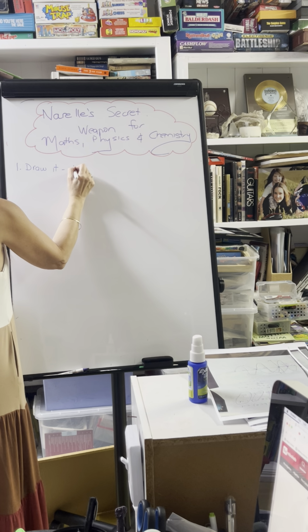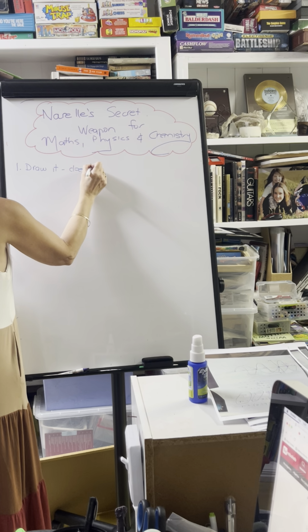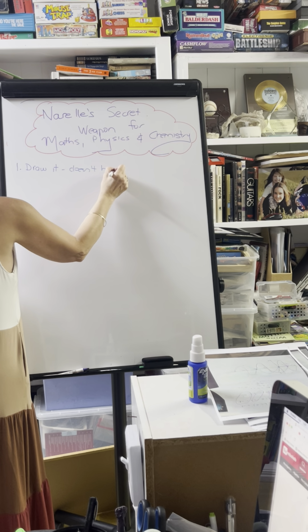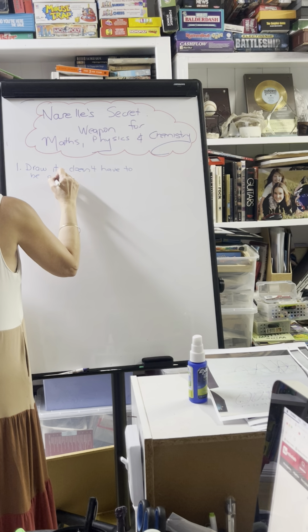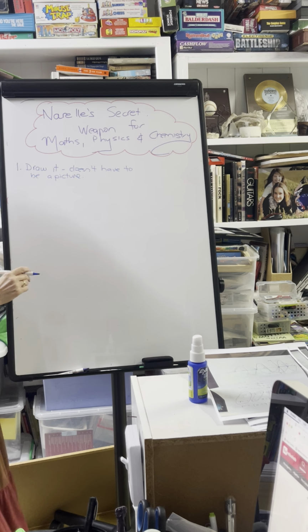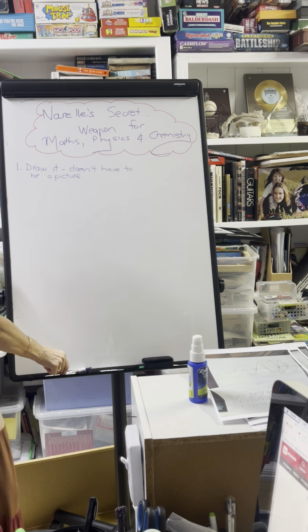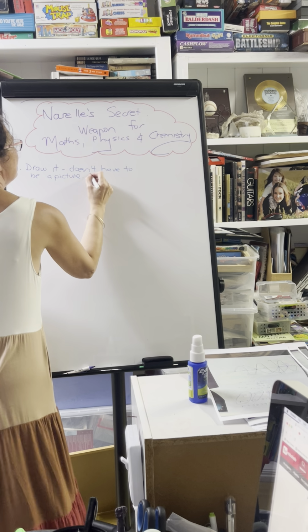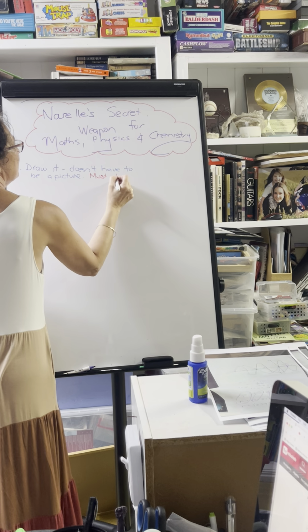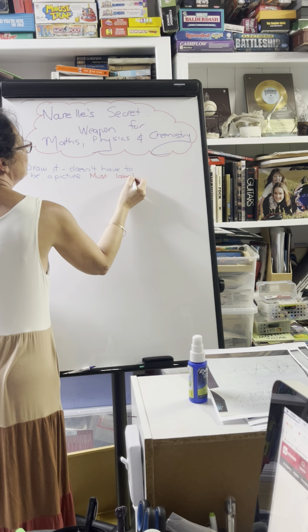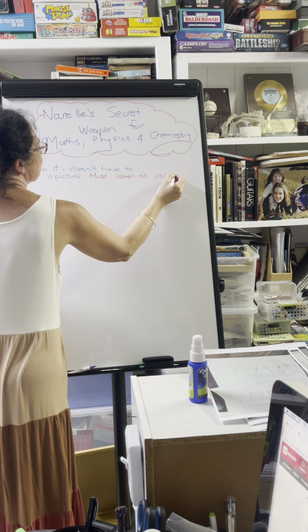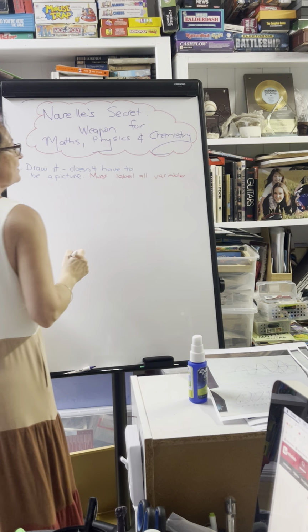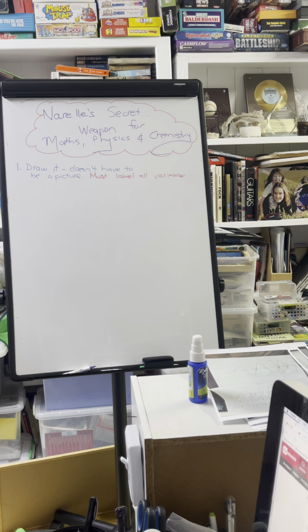Now, it doesn't have to be a physical diagram. It doesn't have to be a picture. It just has to be the variables. And with this one here, you must label all variables. That's what maths and physics and chemistry is about, variables.